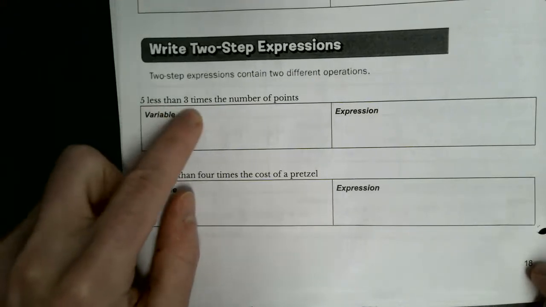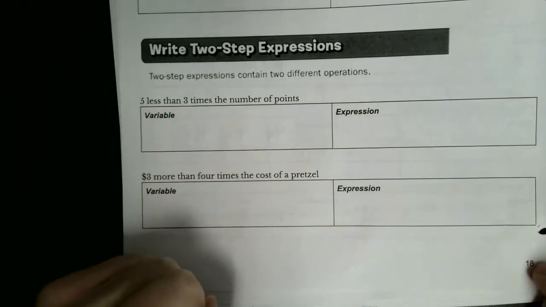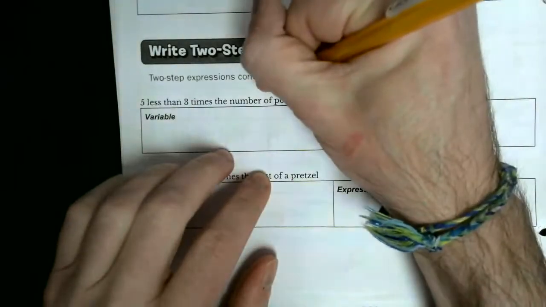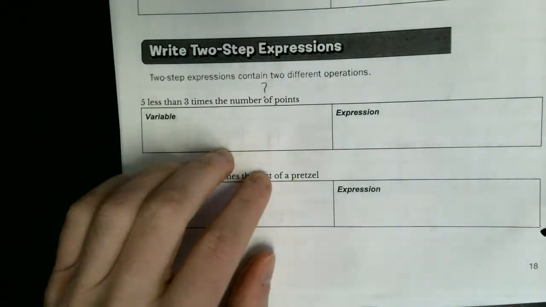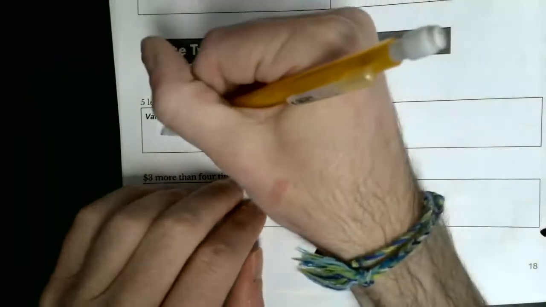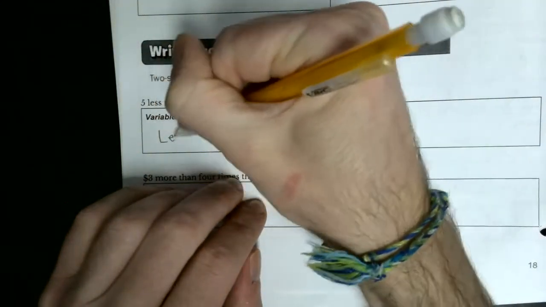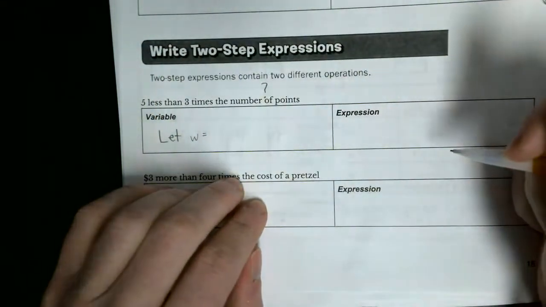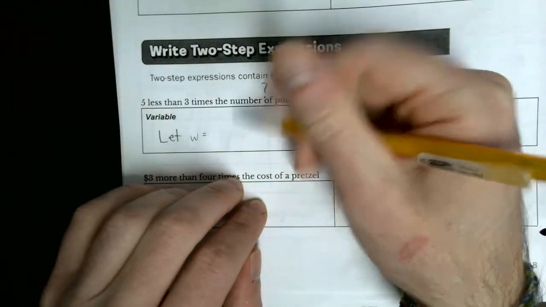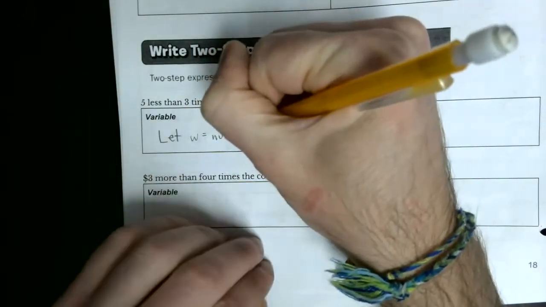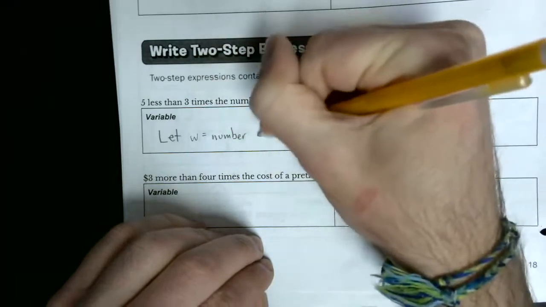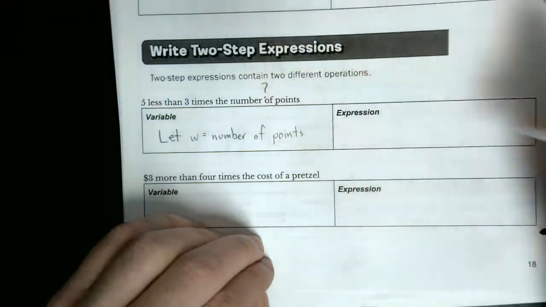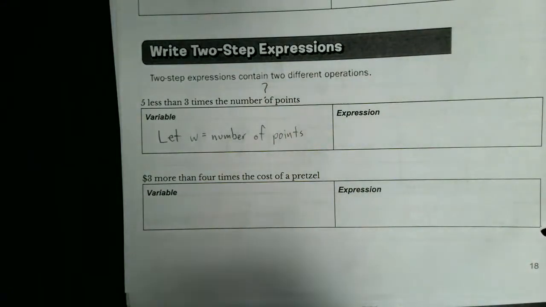5 less than 3 times the number of points. Well, we're going to start out the same way. What number do we not know? We don't know the number of points. So we're going to write a let statement to let us know what variable we're going to use. Let, I don't know, W, could be any lowercase letter, probably not O or lowercase L, equal number of points. Let W equal number of points.